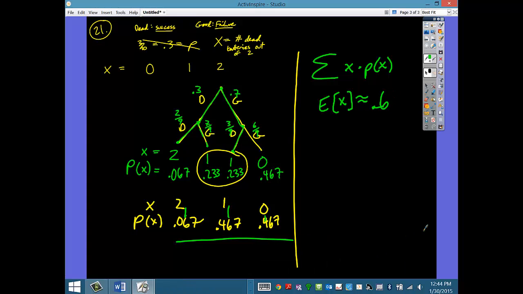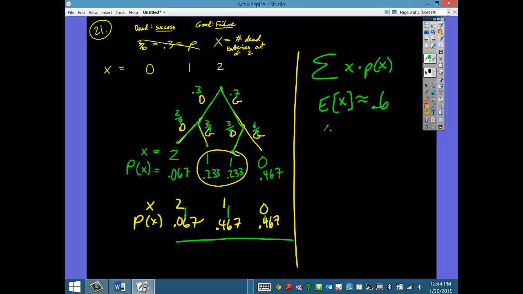Okay, that looks better. I had something off that I put into the calculator. Okay, so the expected value is this. In other words, on average, when we choose 2 batteries out of the 10 with 3 dead, we expect 0.6 batteries to be dead.